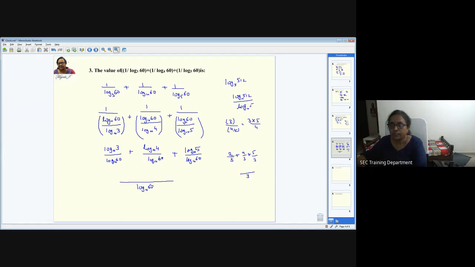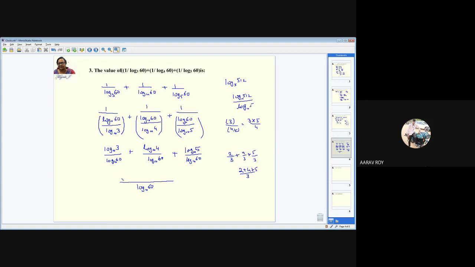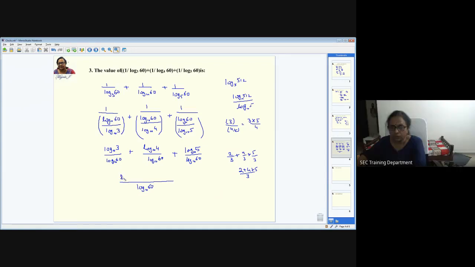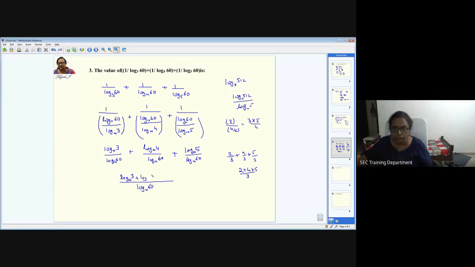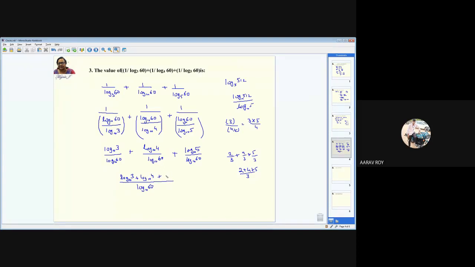So I don't have to do anything with that. I can directly write this 2 here, and then 4 here, 5 here. The same kind of calculation you have to do here. Log 60 base 10 is common in all the 3, so I'm taking it as a common term here. So what will come here? Log 3 plus log 4 plus log 5.